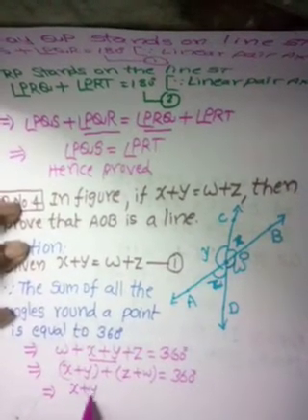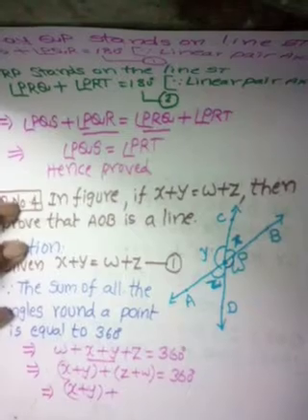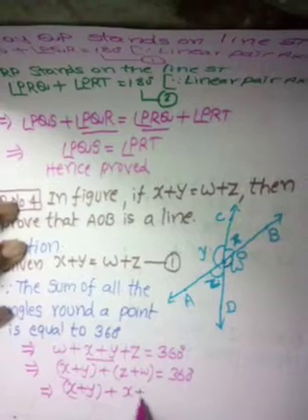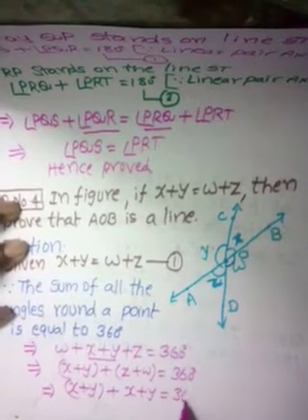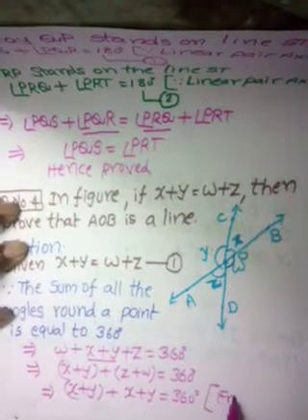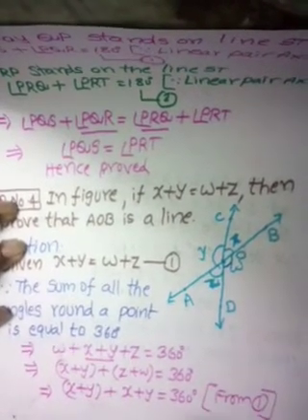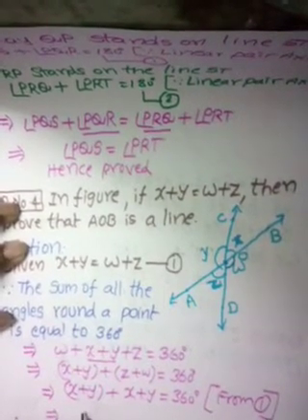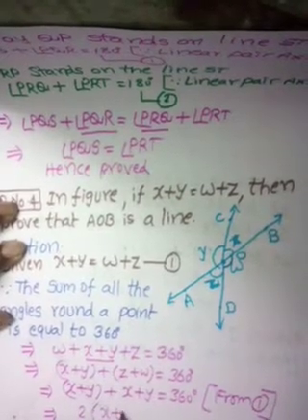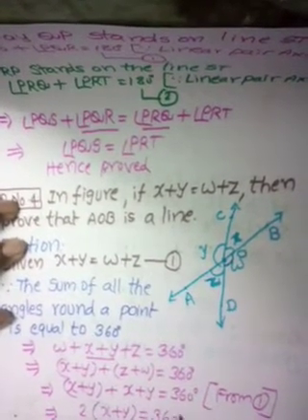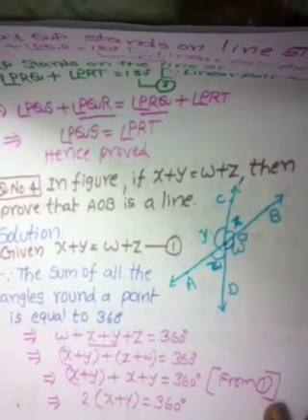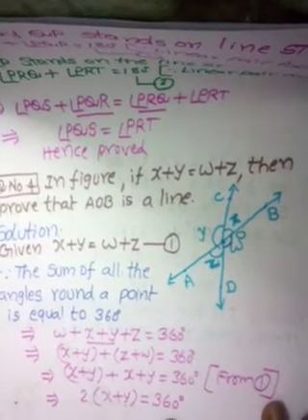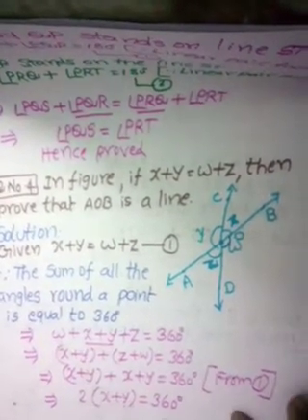So x plus y plus, you know that w plus z is equal to x plus y. So we are using that result from equation 1, equal to 360. Understood this step, my dear children? Right. This implies, if you simplify this one, what will you get here? x plus y plus x plus y. What will you get? 2 of x plus y is equal to 360 degrees. Understood this step?